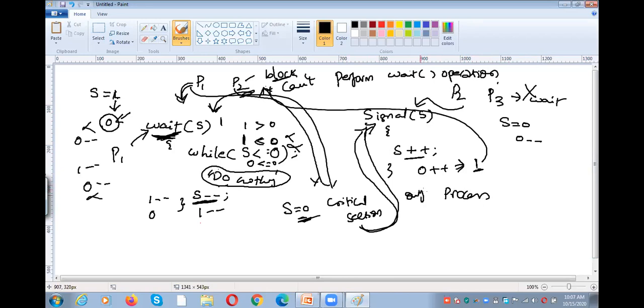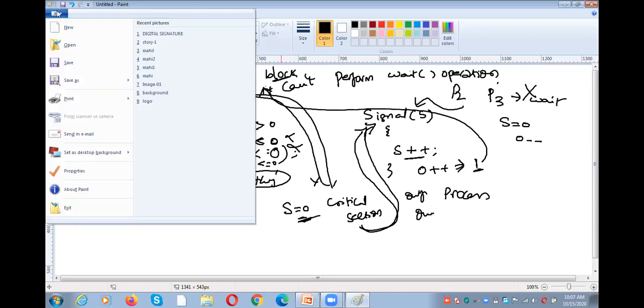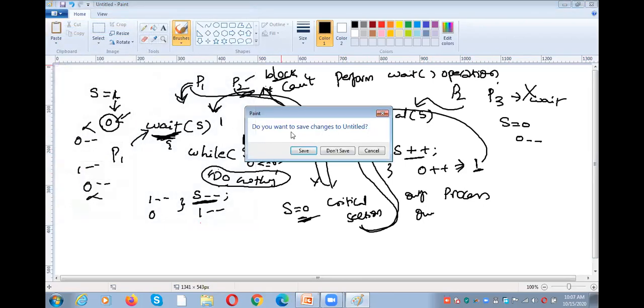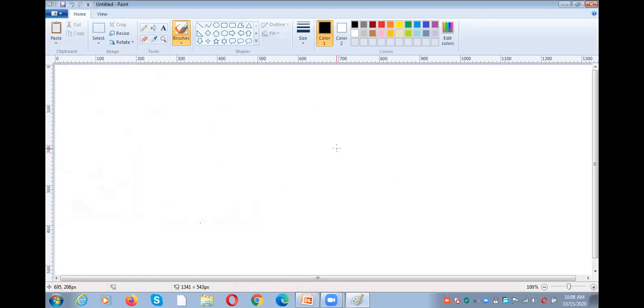Only one process. Did you get my point? Very simple and very important too, with respect to GATE and with respect to interviews also. Right?